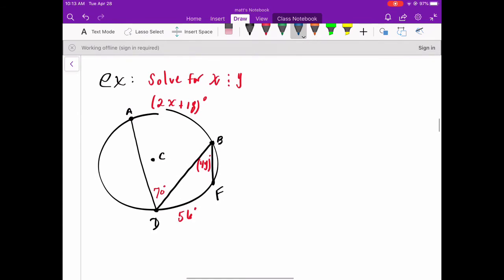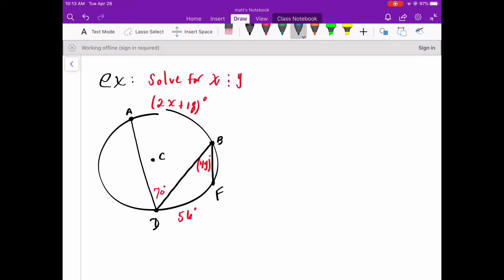All right, so here we go. We are going to solve for x and y. All right, so we've got two different inscribed angles here. You'll see we have angle ADB, and its intercepted arc is arc AB. And then we have inscribed angle FBD, and its intercepted arc is FD right there.